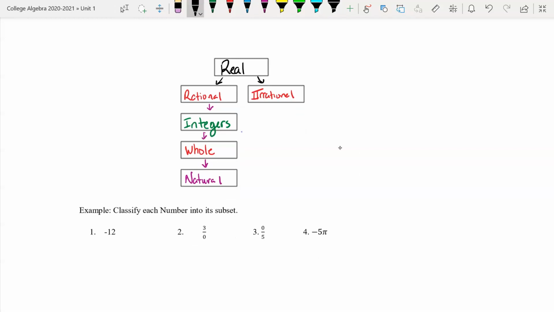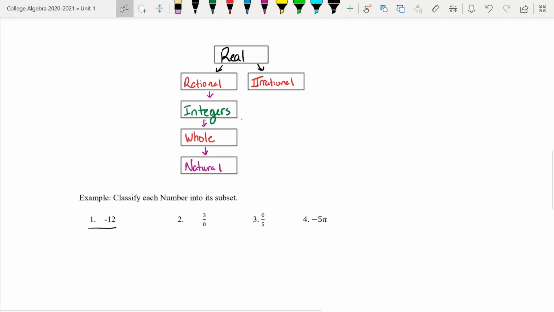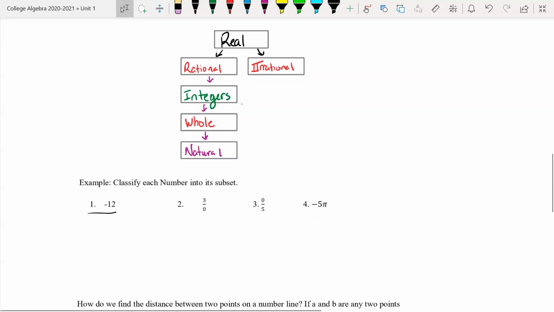So we'll do some examples. I want you guys to try a couple by yourself. But the first one's -12. I encourage you to pause the video and try and classify it. So you start with real numbers. Is it a real number? Well, we would say yes, it's a real number. Now I got to ask myself, is it rational or irrational? Well, irrational means a decimal that goes on forever. -12, there's a decimal, but it ends, right? So I'm going to say it's rational because I have a decimal that ends, right? We just don't write it in there.